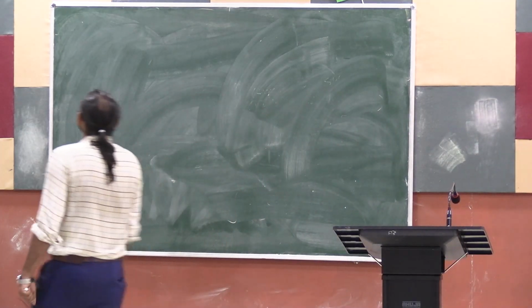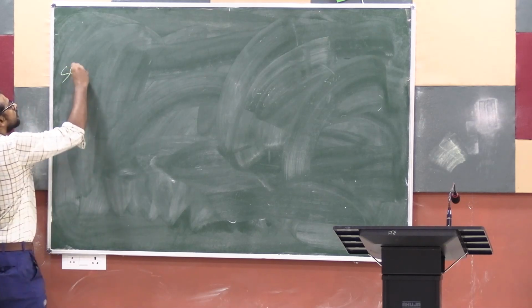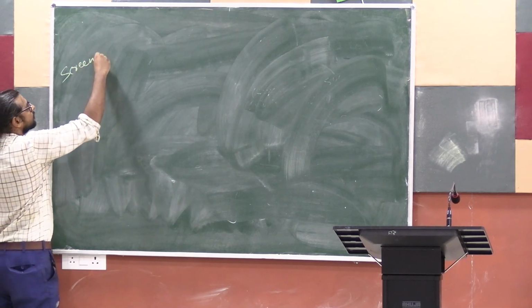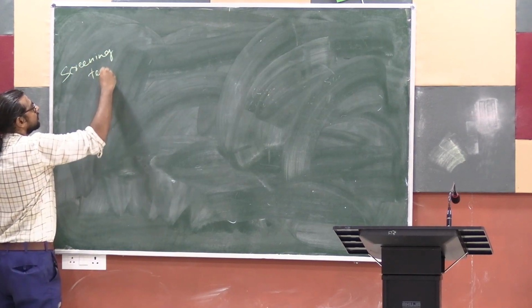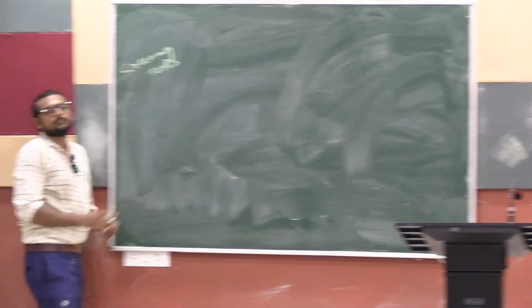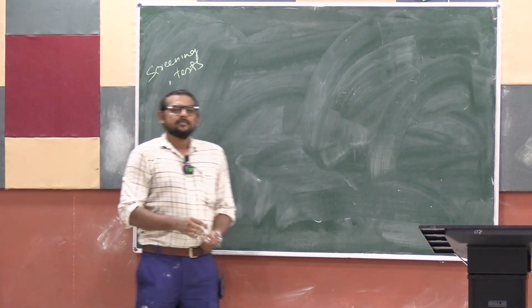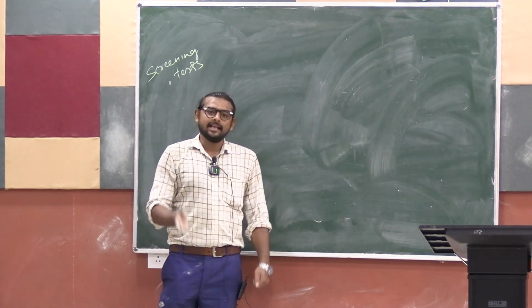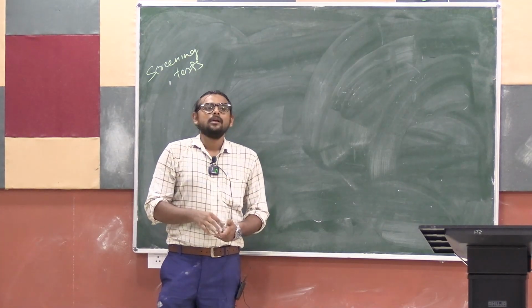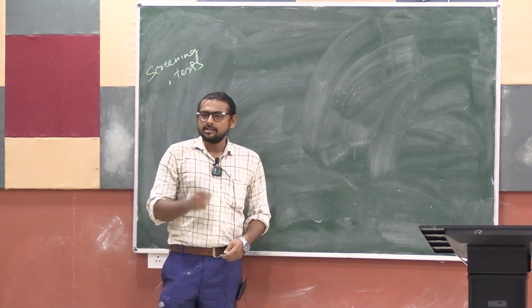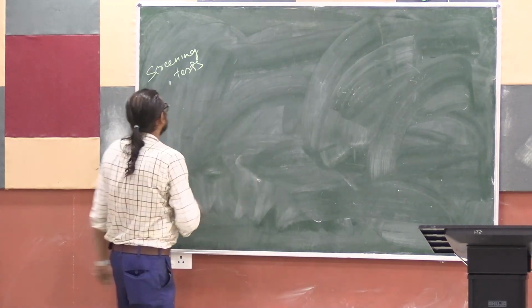Now let's start with the screening tests. So what do we have? Say we walk into a clinic and get ourselves tested for a disease. The test will have some extent of accuracy. How do we measure that? With the help of this.